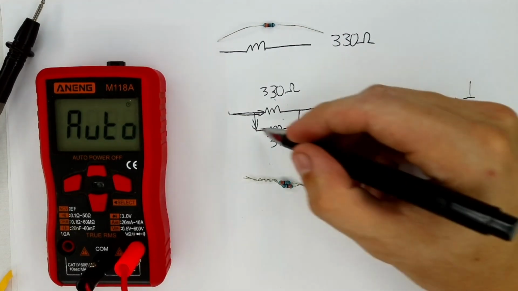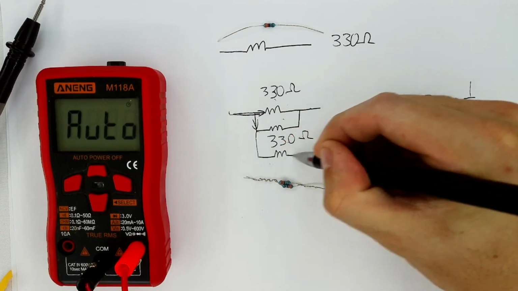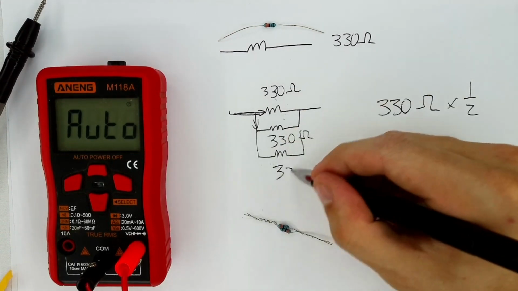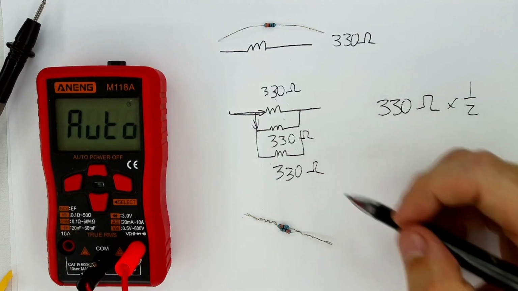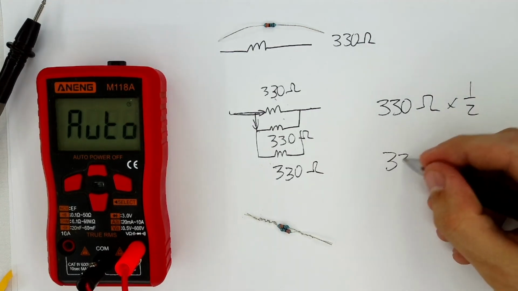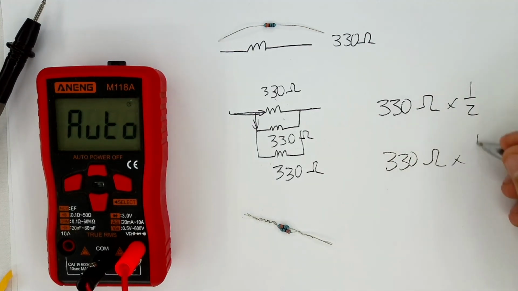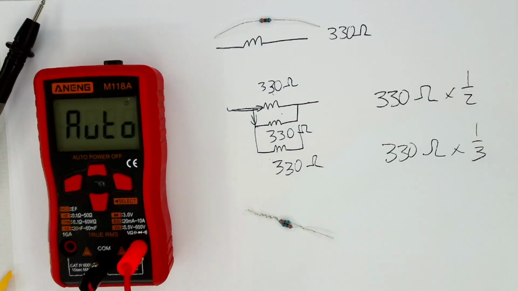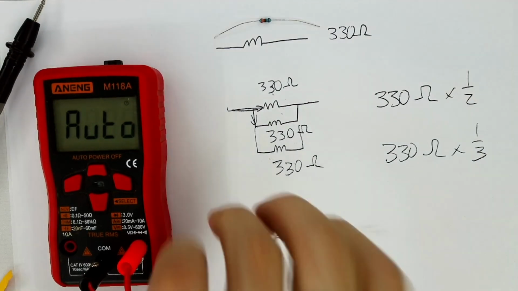If we had three of these resistors connected in parallel, and they were the same, we would have times our 330 ohms by a third. Now, this is very important, and I do recommend that you guys study up on this.